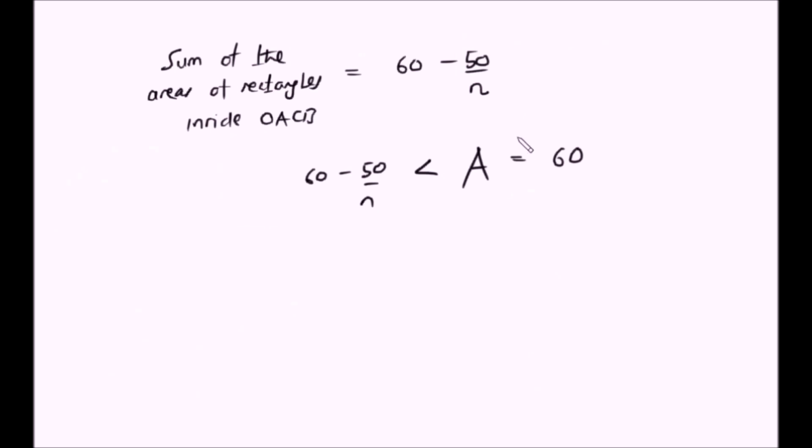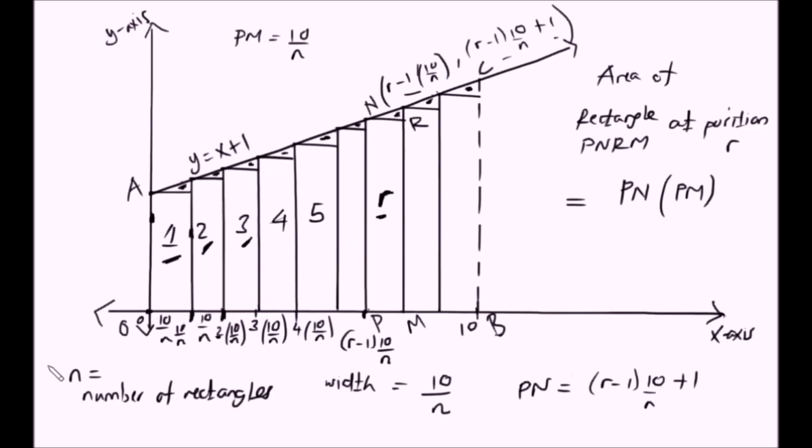Is not equal. But what if, inside the trapezium, I increase the number of rectangles, okay? You see, the rectangles become more numerous, meaning the width becomes smaller, okay? You see the width is 10 over n. So when n increases, the width will be smaller.